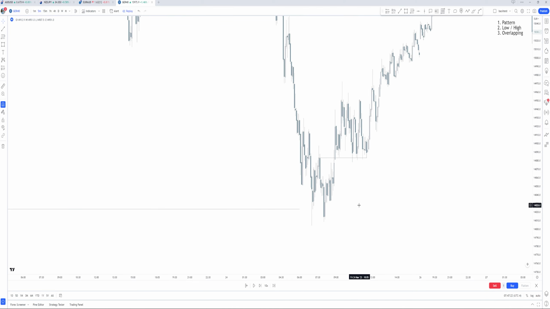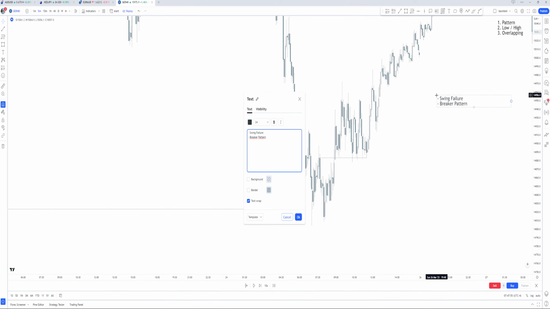These are the only two patterns that are in the market that will tell if the market is reversing or not. It's either a swing failure pattern or a breaker pattern. These are the only patterns. So let me write that down for you. So it's either a swing failure pattern, a mitigation block, or a breaker pattern, a breaker block. That's all you need to know on how to spot when a market is reversing. These two patterns are the only reversal patterns.